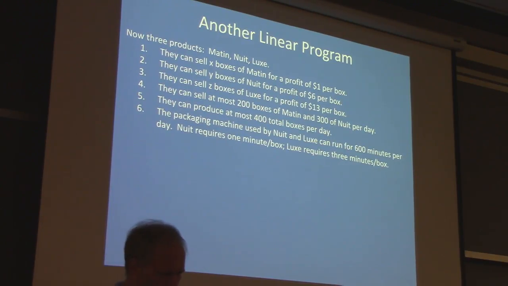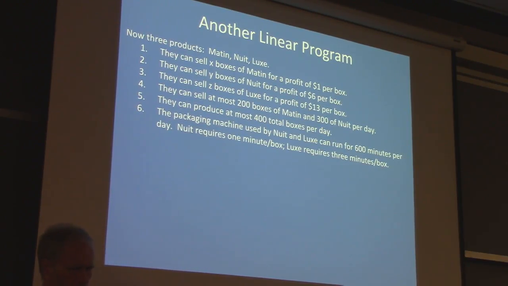So someone else tell me, how would you express constraint 4? X must be less than or equal to 200. Right, x is less than or equal to 200. Y must be less than or equal to 300. Right, y is less than or equal to 300. Someone else tell me how to do constraint 5. X plus Y plus Z must be less than or equal to 400. Right, and what about the last one?